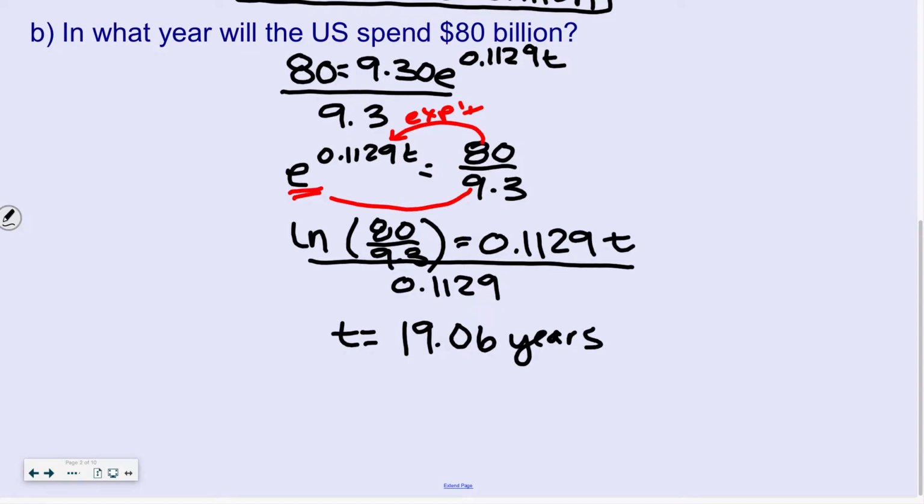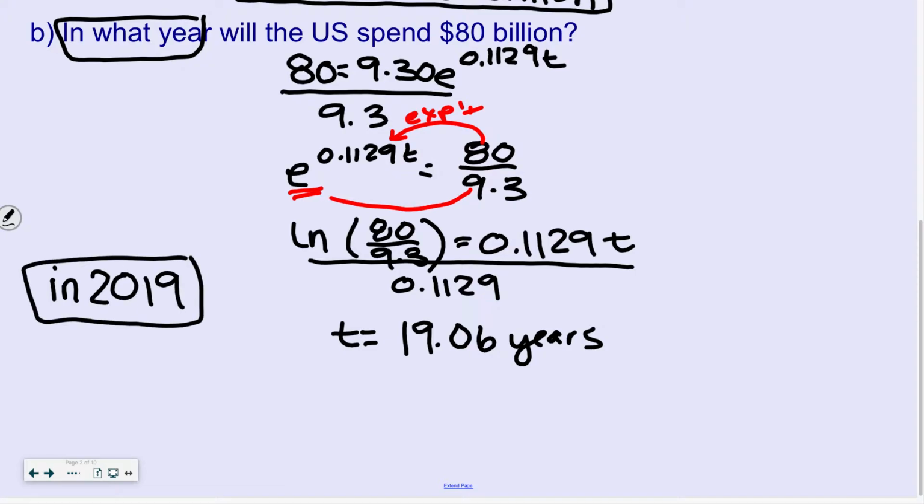Okay. Now, really important with the modeling questions is, have you answered the question that's being asked? So what does that question actually ask you? In what year? If it's 19.06, that's in 2019. Since it's a little bit over, it's probably early in the year. In January, we reached that 80 billion mark, and then throughout the year, we continue to earn more money. Okay.